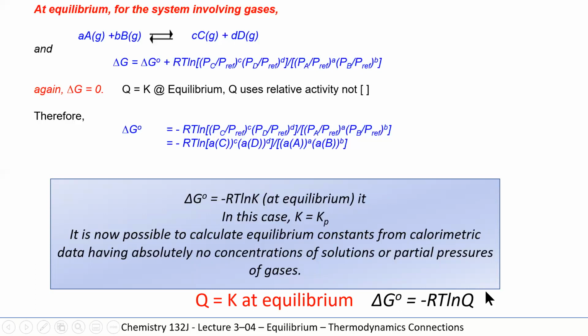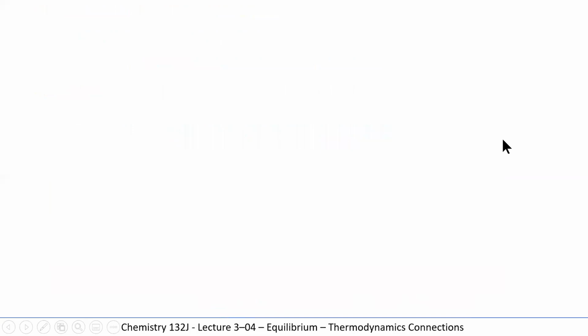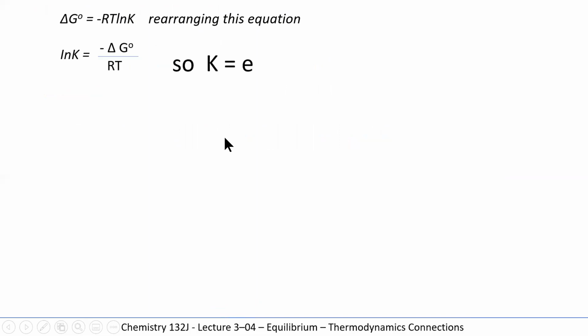So we can simply say that delta G under standard conditions equals minus RT ln of Q. Now remember, Q can be calculated when the system is not at equilibrium, but when it is at equilibrium, Q is the same as K. Okay, so we're going to rearrange this equation now in terms of ln K. We're going to divide both sides by minus RT. So ln K equals minus delta G divided by RT.